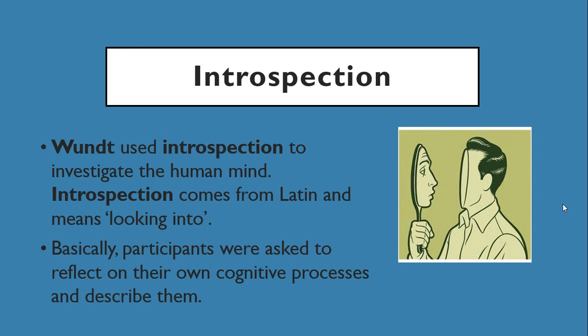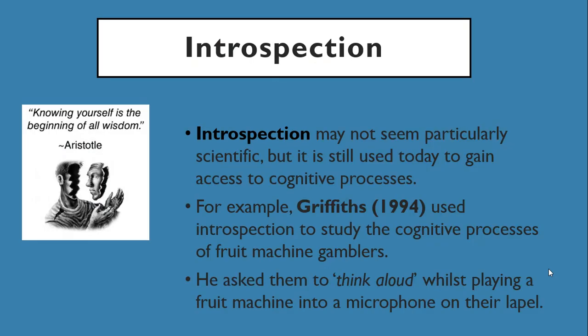So introspection is the technique developed by Wundt, and it's about looking into your mind, reflecting on your thoughts and emotions, and being able to describe them to someone else. So that is introspection. This is another key term that you will need to know when you're talking about Wundt and the origins of psychology.